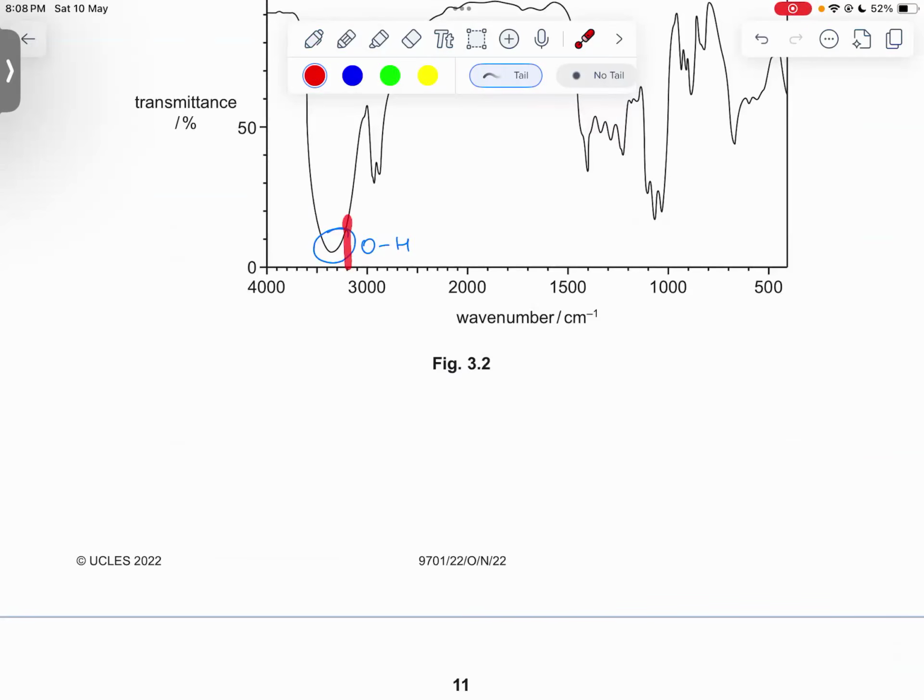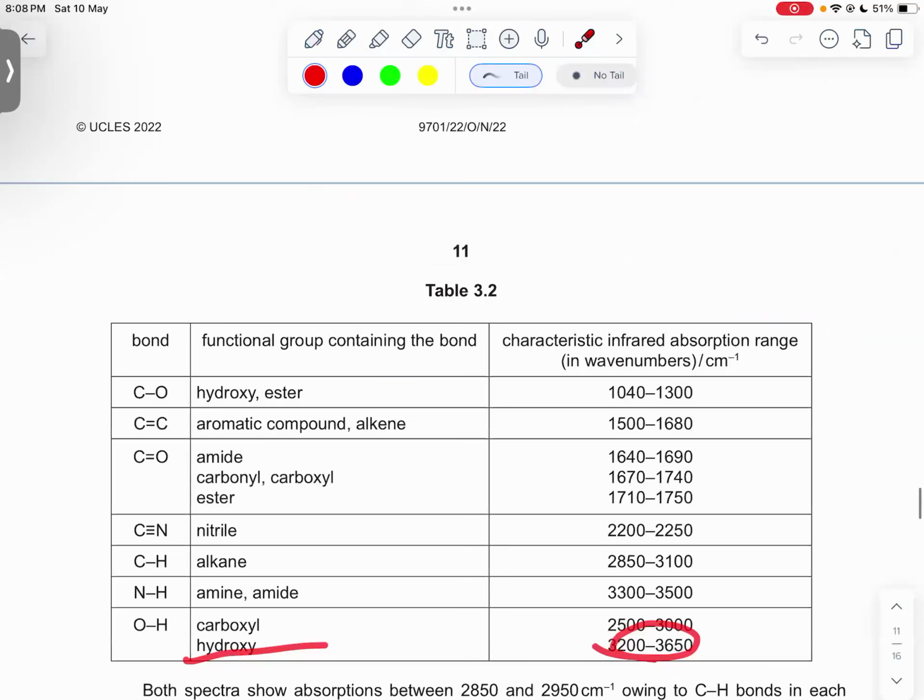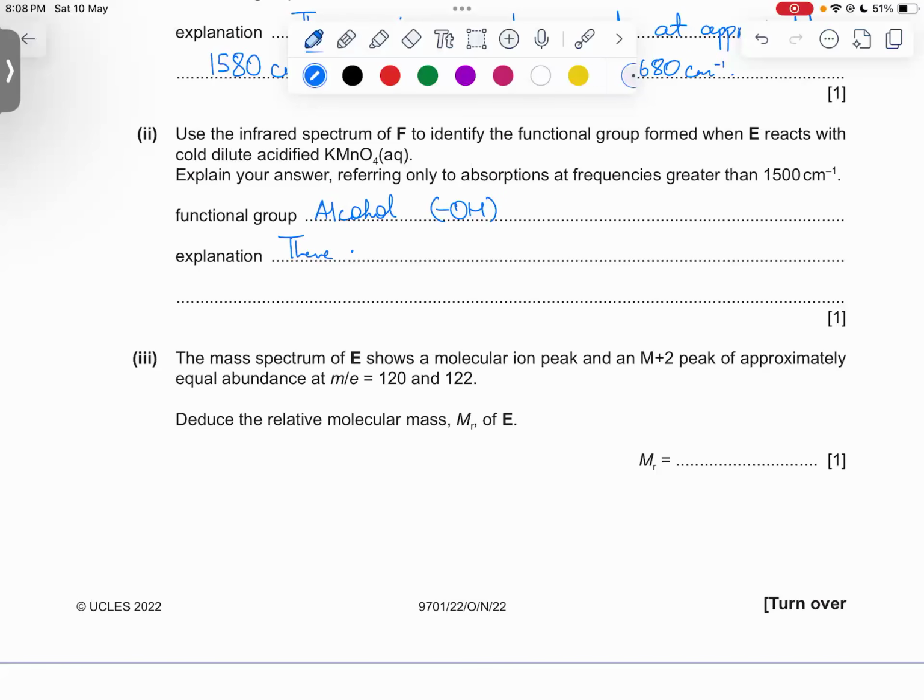So this is exactly where it is. If you look, 3200 is here, and on this side it's just above 3500, up to 3600. So there is a very broad characteristic peak at 3200 to 3600 in the spectroscopy of F.